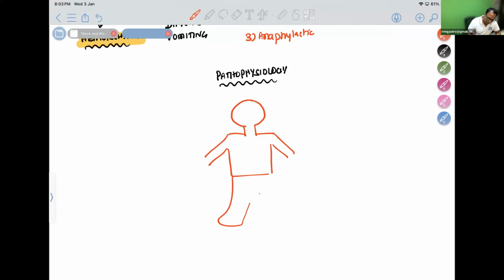So this is the patient. I'm going to discuss what all happens in shock. This is the cardiac beat. As the heart beats, the blood goes through the arteries to the peripheries. This is the first important point. As the heart beats, that is known as cardiac output.